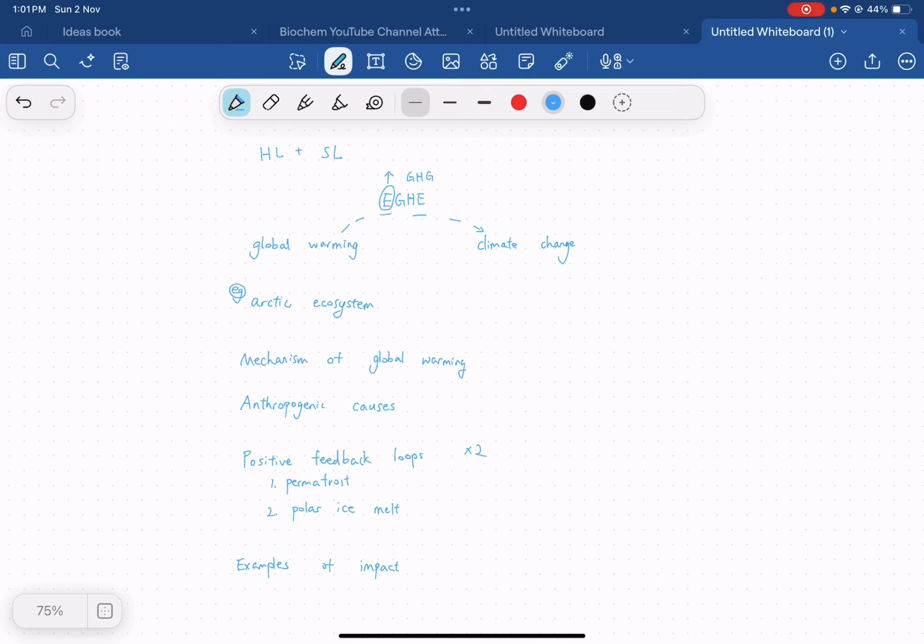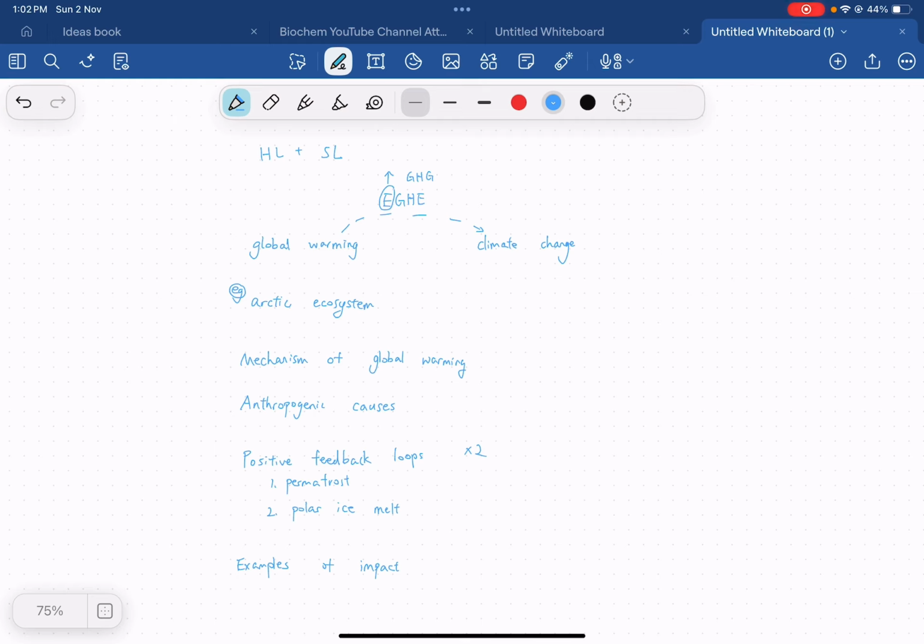Alright, moving on to anthropogenic causes of climate change. What are the causes of climate change? So, combustion of fossil fuels is one, deforestation is another one, forest fire, excessive cattle ranching, these can all cause climate change.